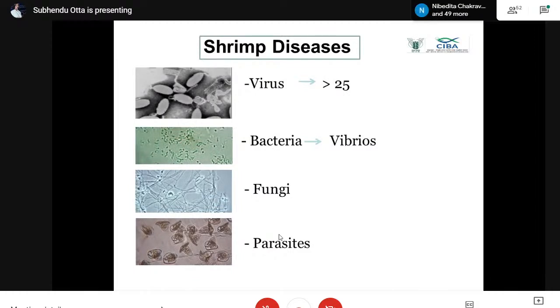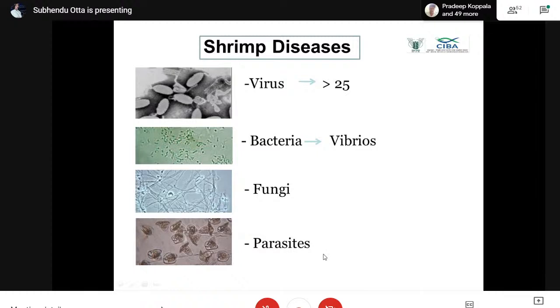That can also bring mass mortality. So this also you cannot ignore. Fungi, if you consider, so far they have not been that important. Only in hatchery conditions at larval stages, some of the fungi cause problems, but usually it has not gained that much importance.